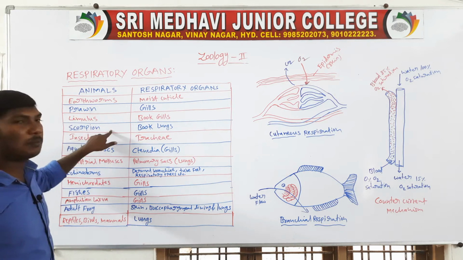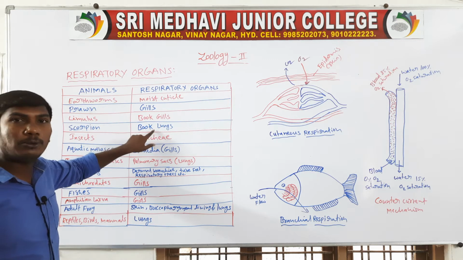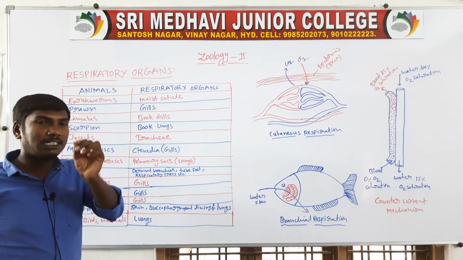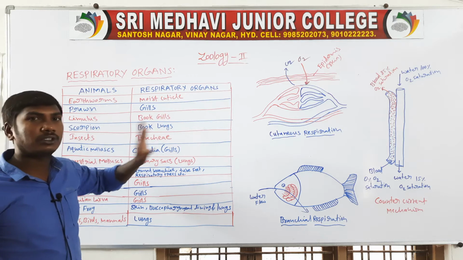Next one is the scorpion. The scorpion's respiratory organs are the book lungs. The respiratory organs of the scorpion, book lungs. The limulus respiratory organs are book gills.